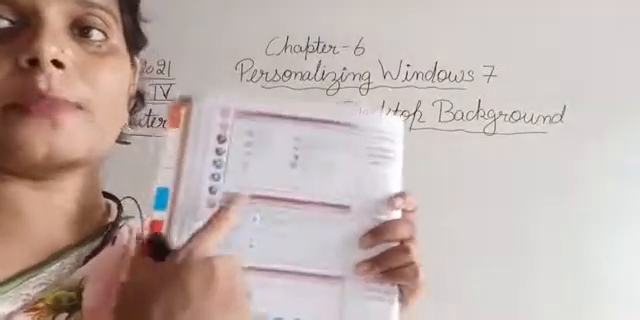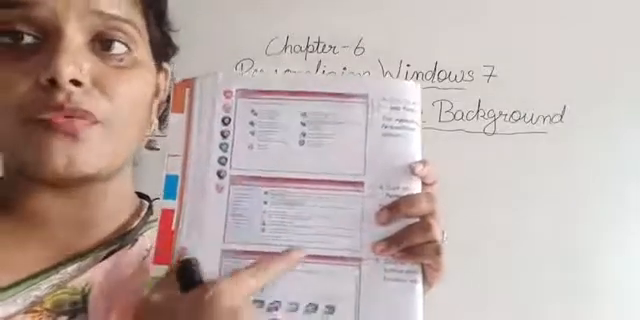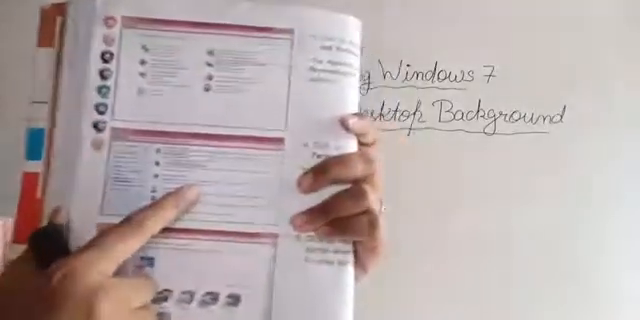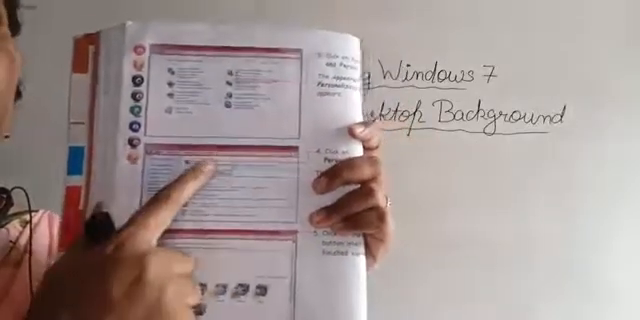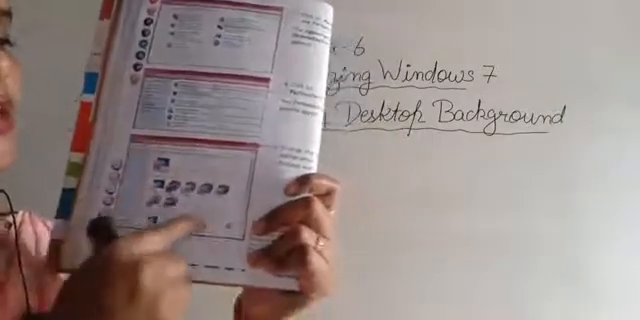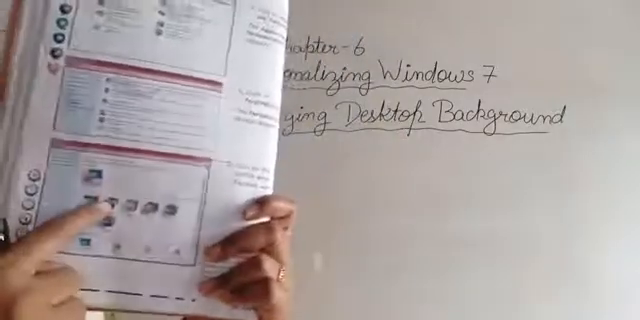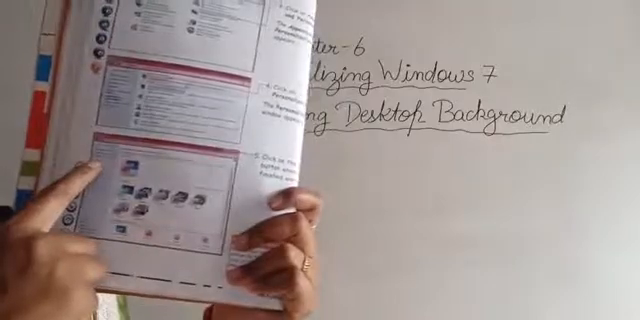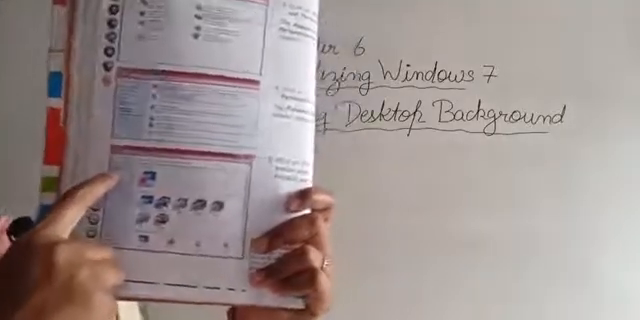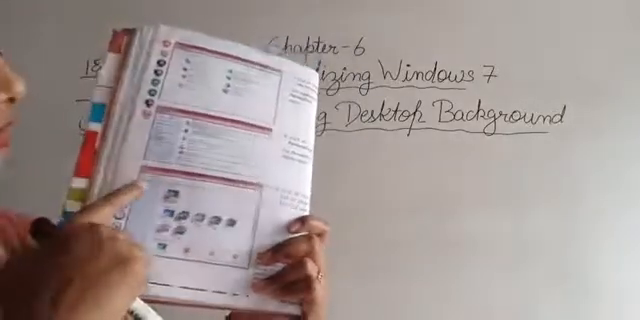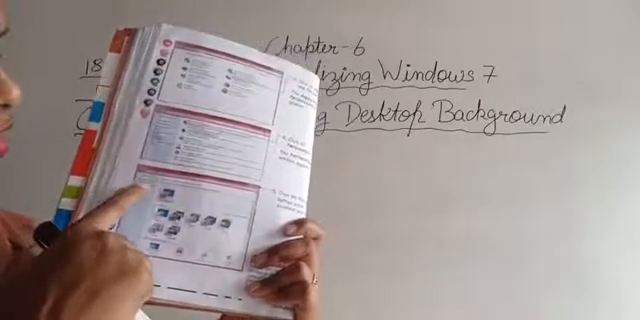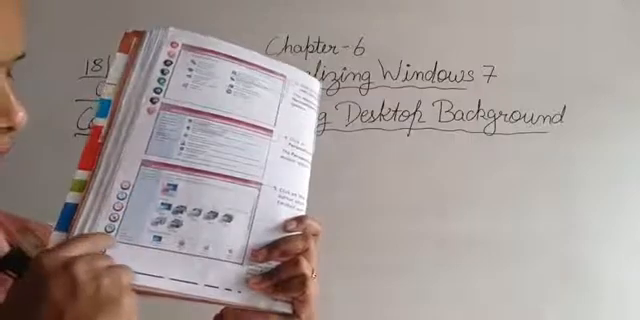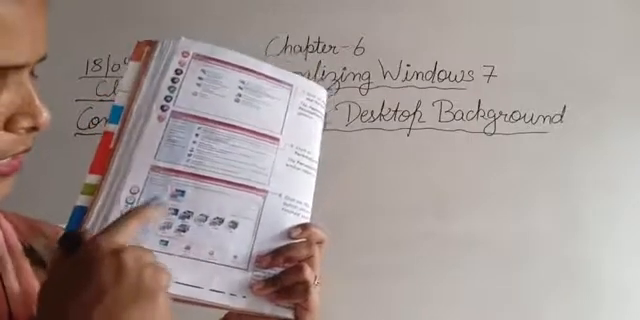As you click here, the Appearance and Personalization window will appear like this, in which you have to click on the Personalization option. As you click on it, the Personalization window will appear. From this window you can change the background. Certain options are given: change the desktop icon, change the mouse pointer, change your account profile, display taskbar, and certain other things.